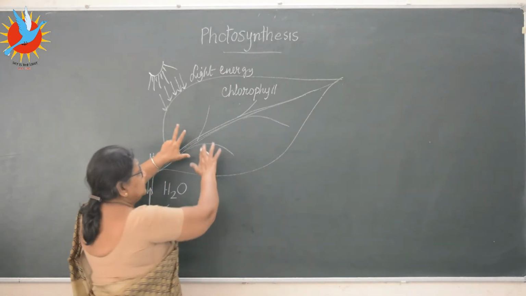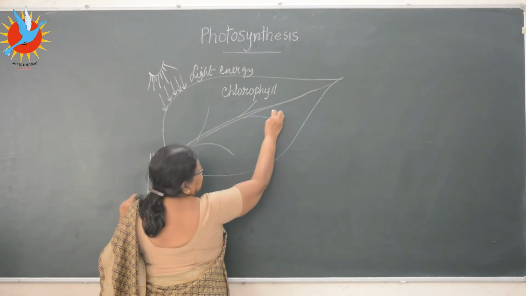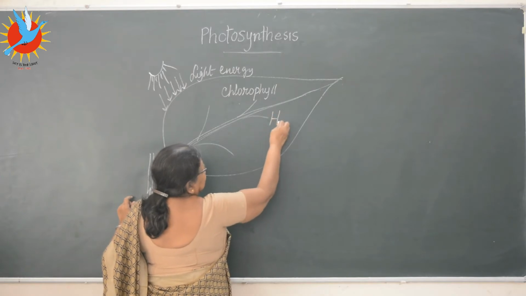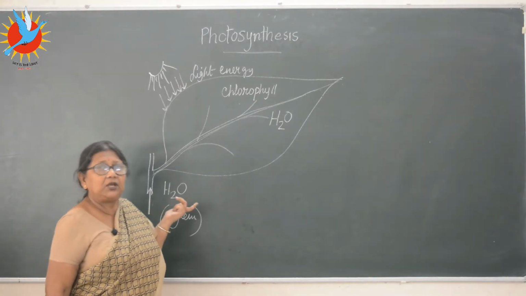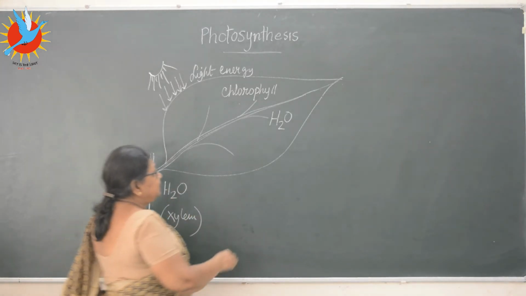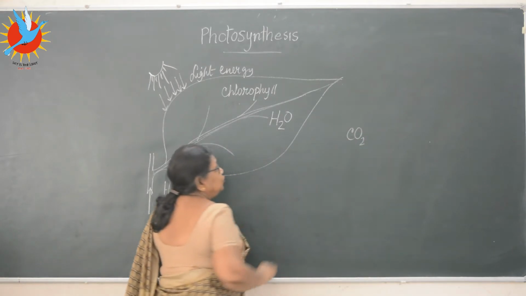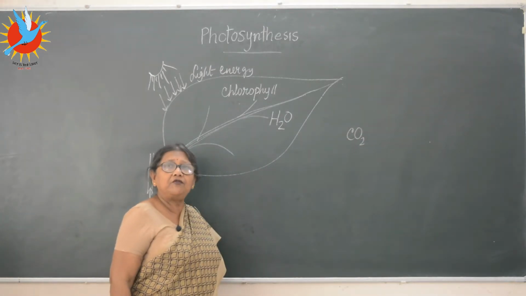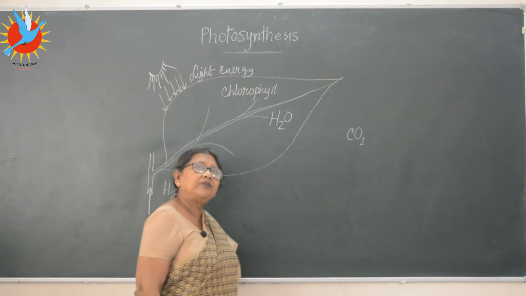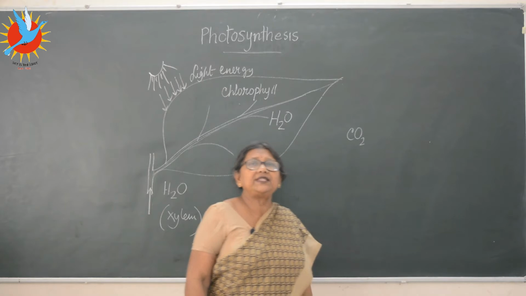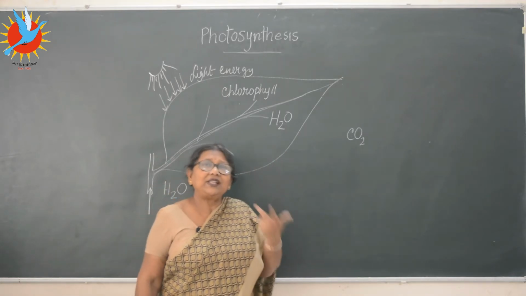So all the cells of the leaves have got what? They have got water. And the other substance needed is carbon dioxide. These are the two raw materials for preparing food. From where will the cells get carbon dioxide? Yes, from where will the cells get carbon dioxide? They are all living. What will they do?